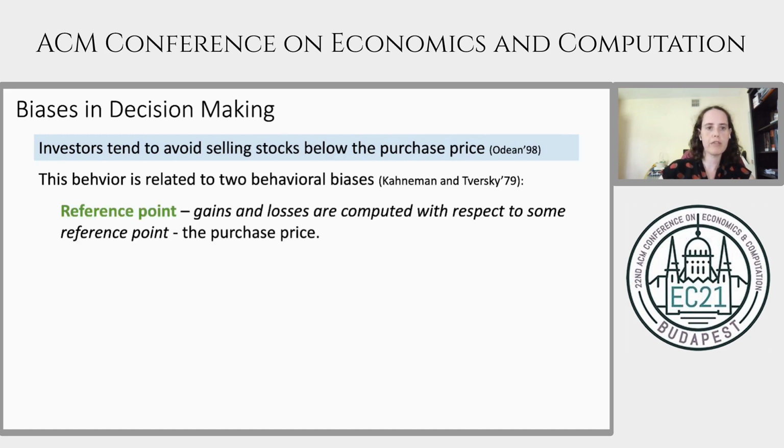So first of all, we have reference points. This means that gains and losses are computed with respect to some reference point, some notion of status quo. And in the stock example, this is the purchase price. Second, we have loss aversion. So losses loom larger than gains. People care more about losses than gains of the same magnitude.